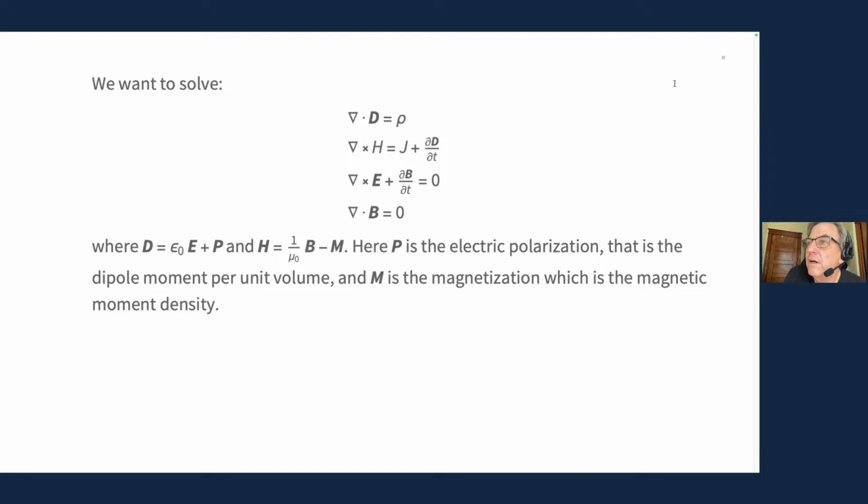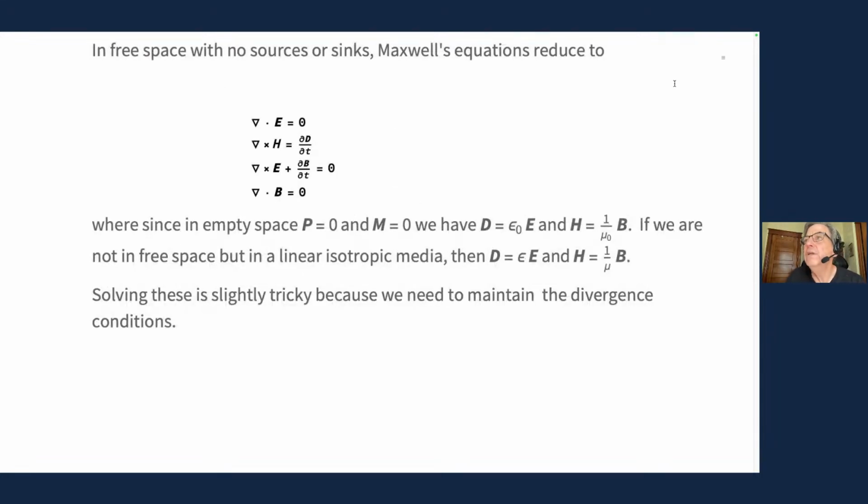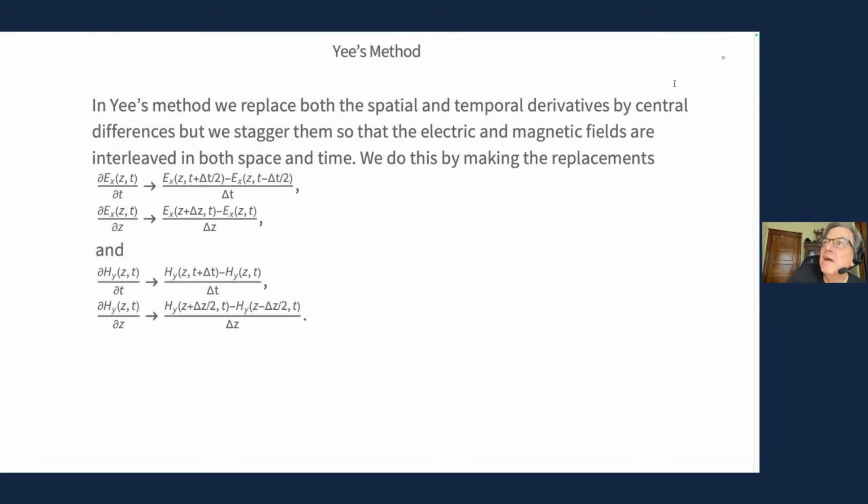And these are in their full-blown generality with possibly electric polarizations as well as magnetic moment density, although I'll mostly be talking about the free space case. So in free space, these simplify since the polarization and the magnetic moment are zero. Still, solving them is slightly tricky because we have to maintain the divergence conditions. We want the fields to be divergence free at all times and at all points. And there's a method known as Yee's method, which automatically does this.